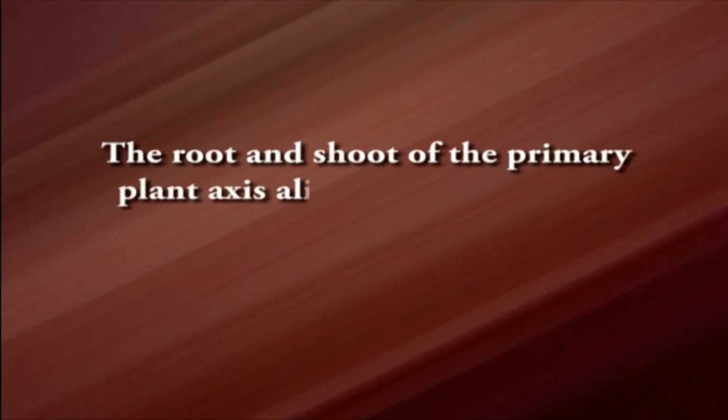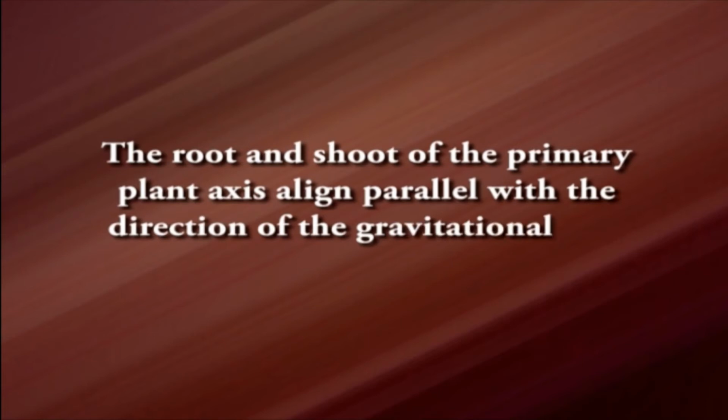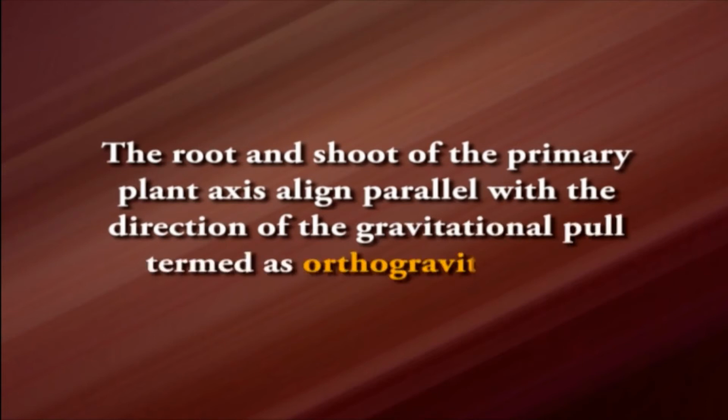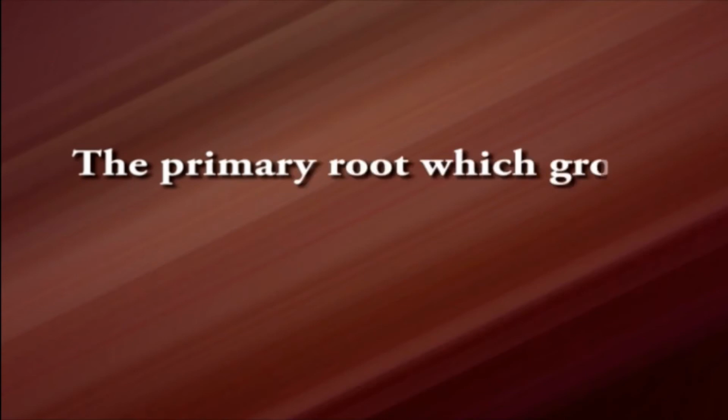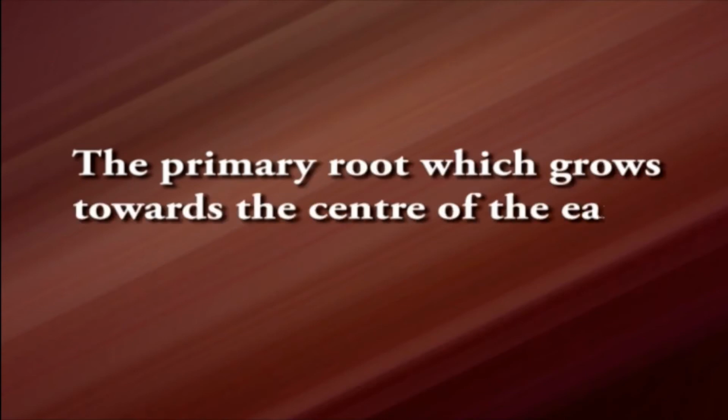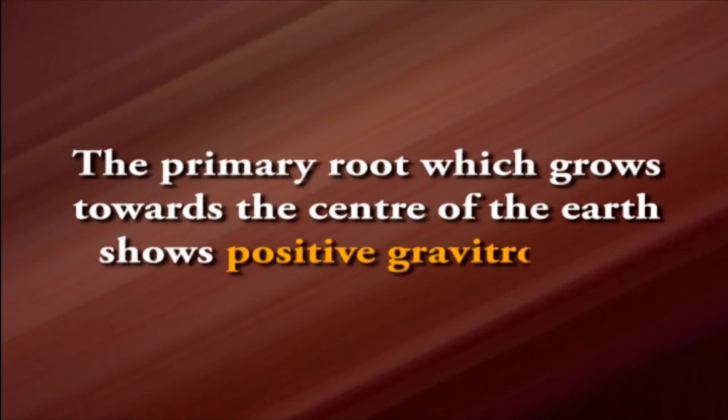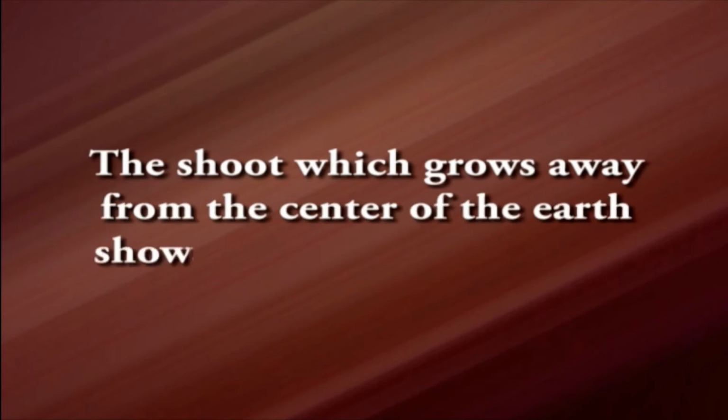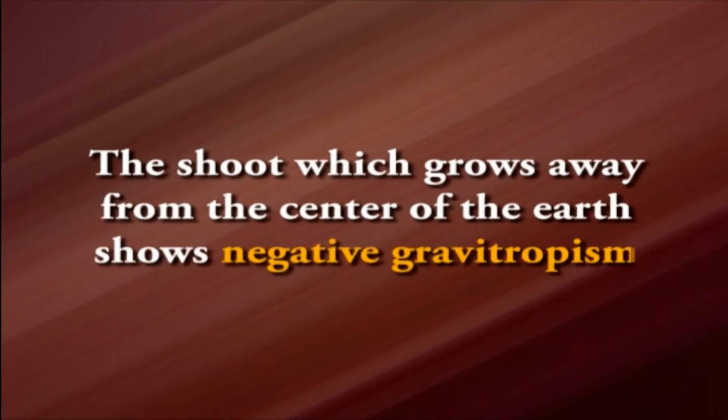The root and shoot of the primary plant axis always align parallel with the direction of gravitational pull, termed as orthogravitropism. The primary root, which grows towards the center of the earth, shows a positive gravitropism, and the shoot, which grows away from the center of the earth, shows a negative gravitropism.